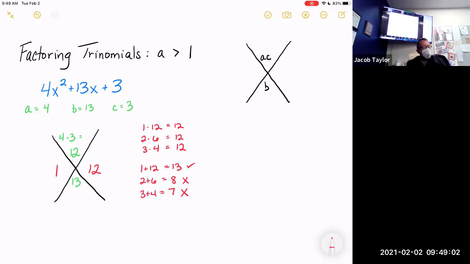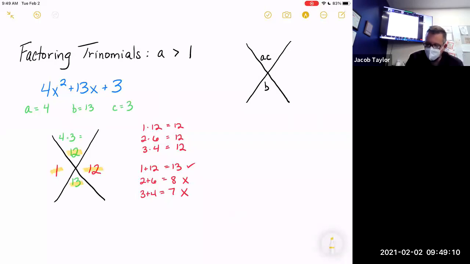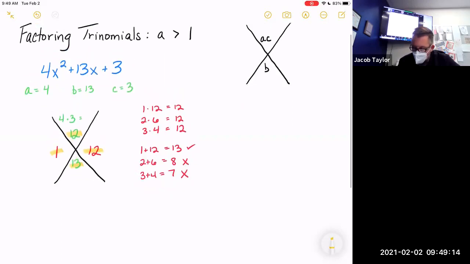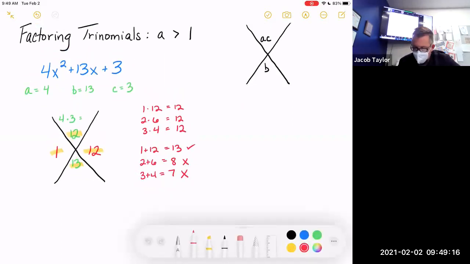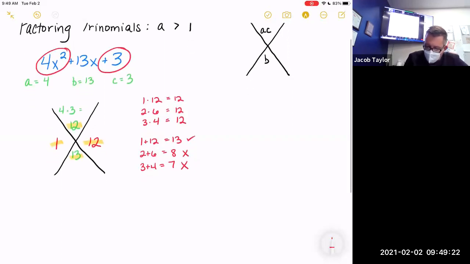Okay, so now I've got these 4 numbers. I've got 12, 1, 13, and 12. I am going to now write out this problem with the first 2 terms of my problem, which was the 4x squared and the 3. They are going to be in exactly the same spots. 4x squared at the beginning plus 3 at the end.